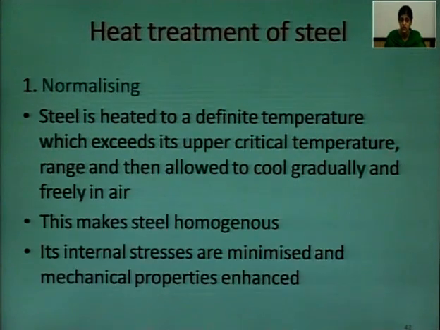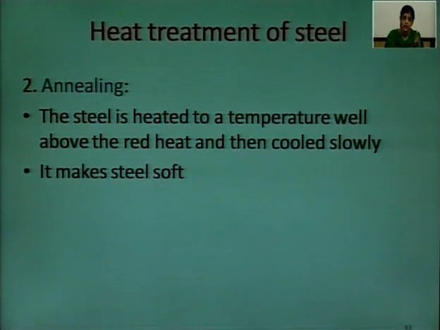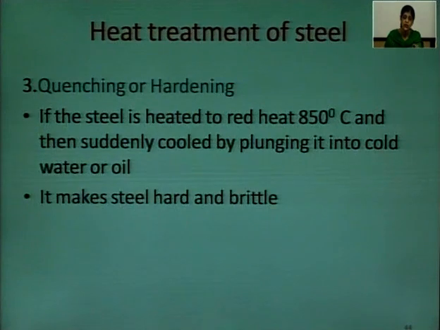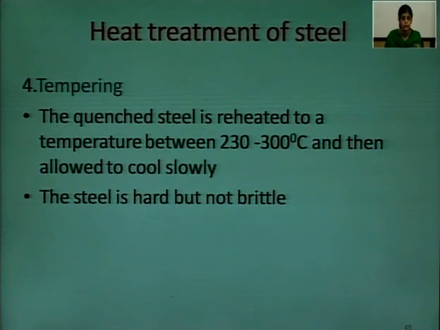We have seen three steps: in normalizing, we heat it and we cool it slowly, till the upper critical temperature. Then in annealing also we are heating it to red hot and then we are cooling it slowly, and in quenching or hardening we are heating it to red hot, about 850 degrees centigrade, and then suddenly we are cooling it.